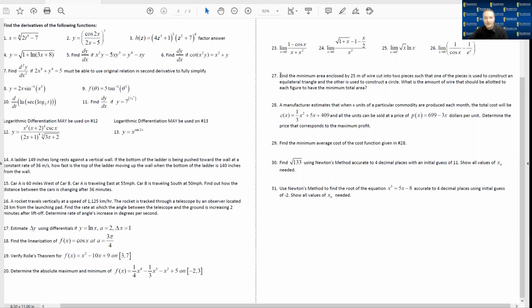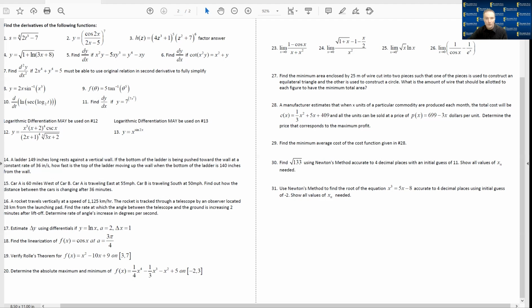It says, find the minimum area enclosed by 25 meters of wire cut into 2 pieces, such that one of the pieces is used to construct an equilateral triangle and the other is used to construct a circle. What is the amount of wire that should be allotted to each figure to have the minimum total area?